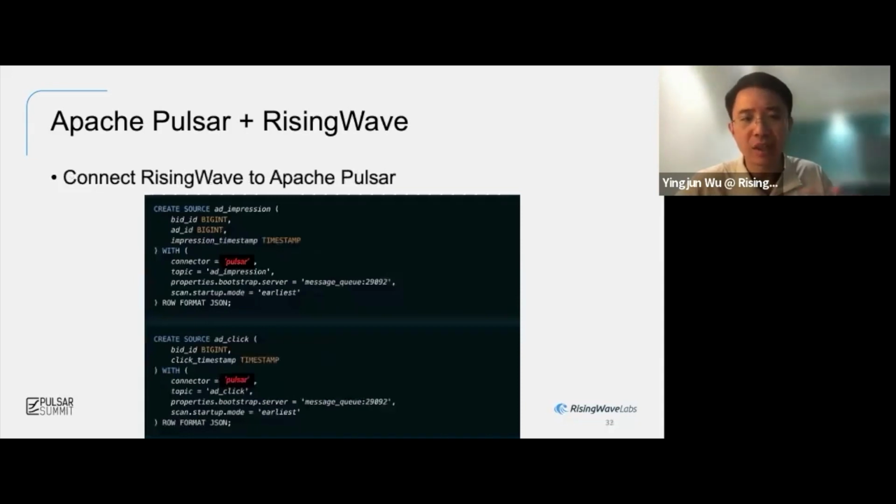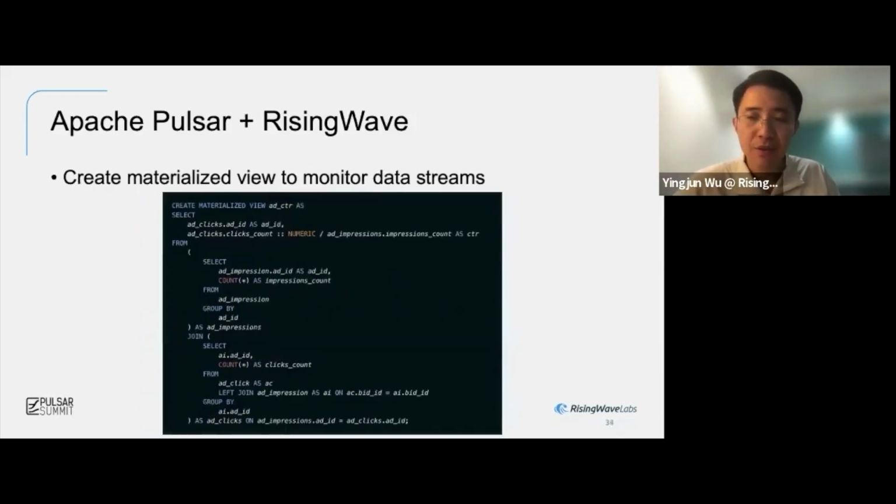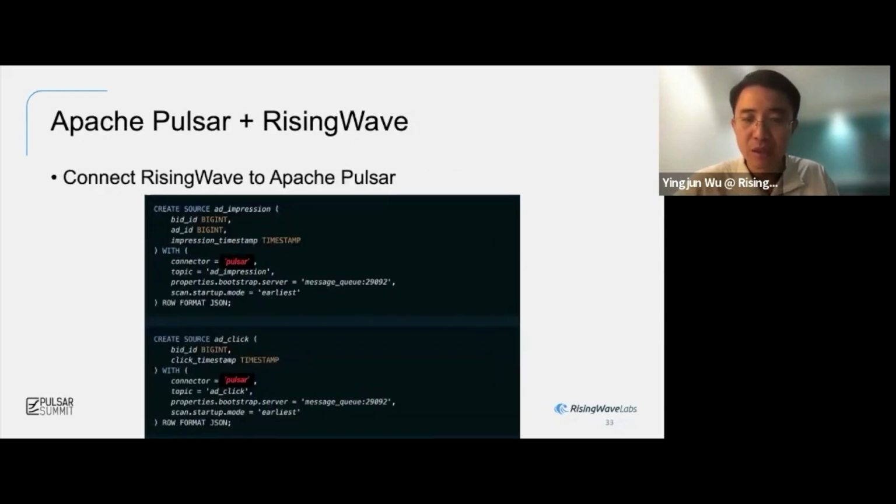How to connect RisingWave to Pulsar? Well, the only thing you need to do in RisingWave is to write SQL code to create a source, ad impression, with a connector set to Pulsar. That's it. Tell me the IP address and tell me a port, and then you can link RisingWave to Pulsar.